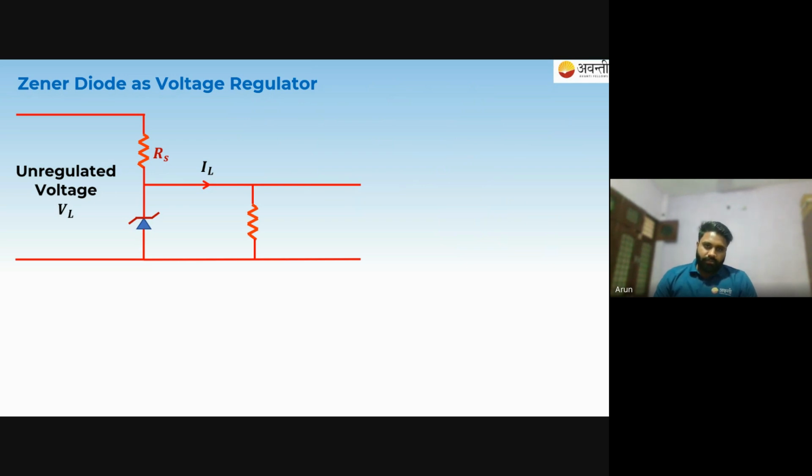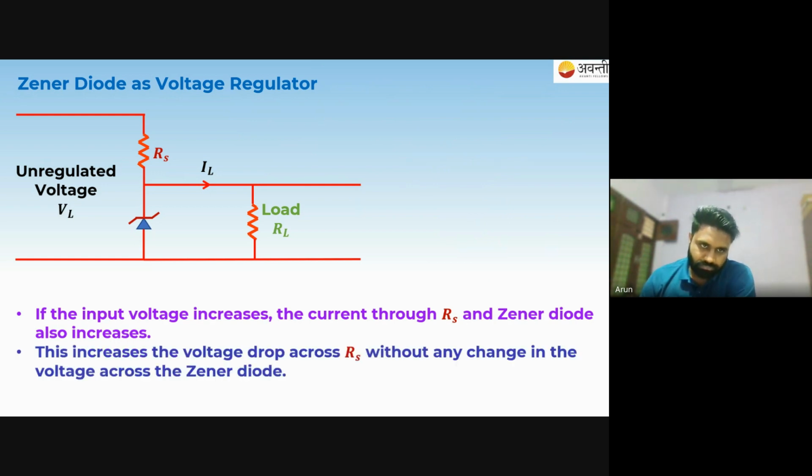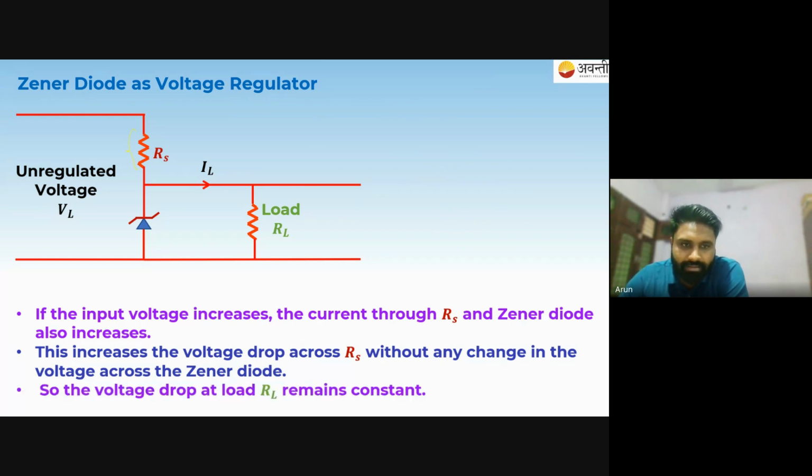So here we have the load. If the input voltage increases, the current through RS and the Zener diode also increases, and this increases the voltage drop across RS. The voltage drop across it will increase, I have told you. And across the Zener diode, the voltage will not change, because the voltage across the Zener diode does not change at all; we have seen the IV characteristic of it. So the RL remains constant, because RL is connected across the Zener diode.